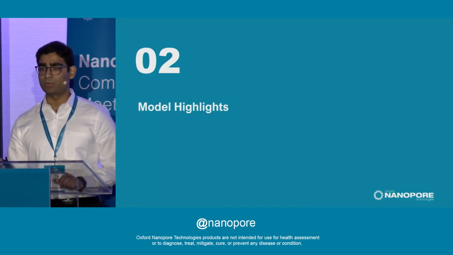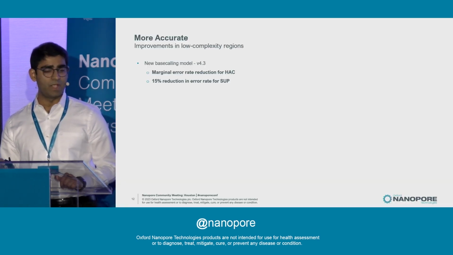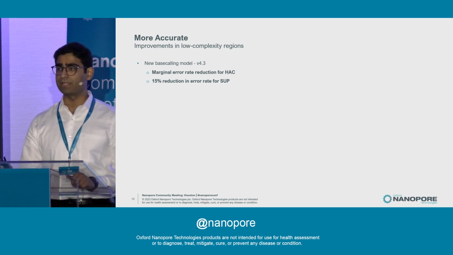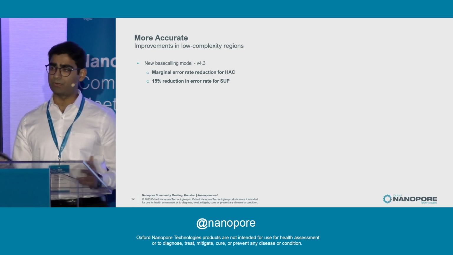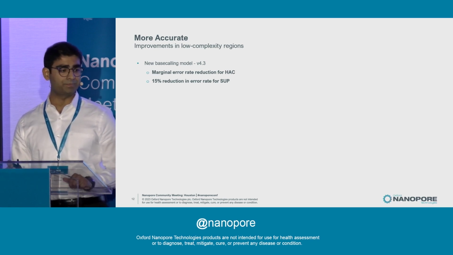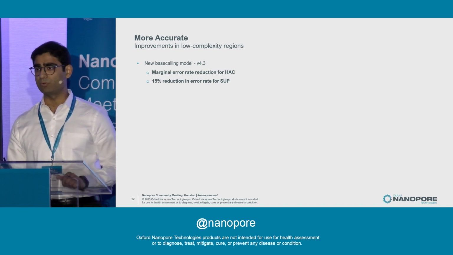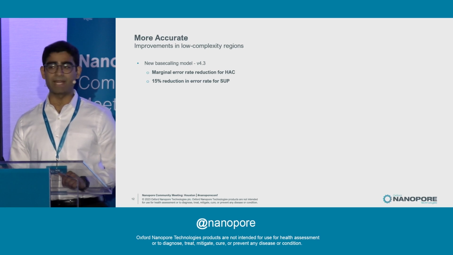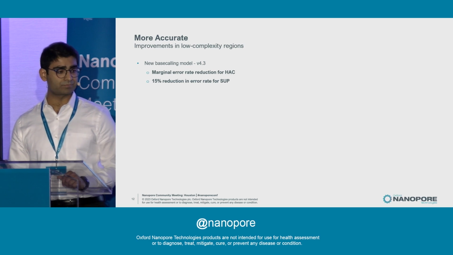So now I'll talk a little bit more about some of the model highlights from this release. As part of v0.5.0, we're releasing a new simplex basecalling model that we're calling version 4.3. In terms of headline metrics compared to the previous version, v4.2, the HAC model remains largely unchanged. There's a marginal improvement in error rate, but the SUP model sees a 15% reduction in error rate, putting the median accuracy for SUP around Q23.